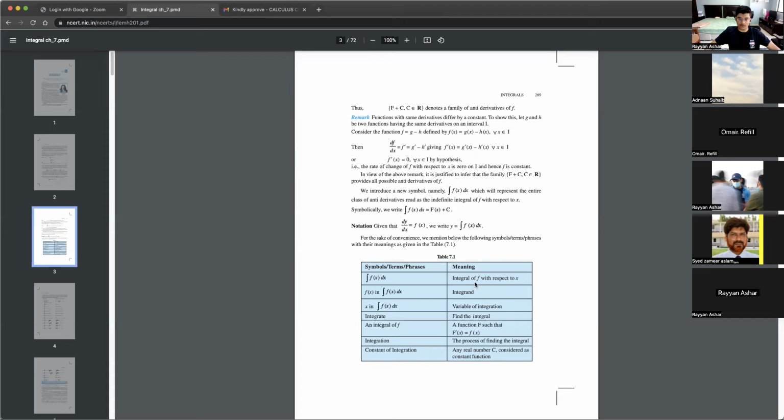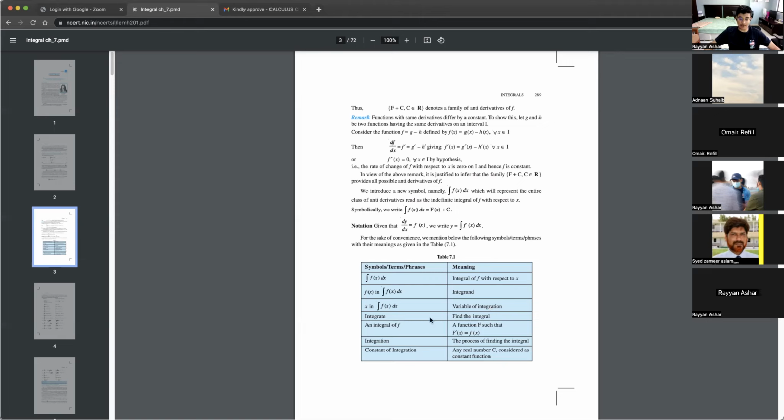So the integral of f with respect to x will be denoted by this symbol. This is the integral symbol, and this is the function f, and it's with respect to dx, so x. Similarly, f(x), the function that is being integrated, is called the integrand, which is inside the integral. And x is the variable of integration because this is the variable that varies and has different values. The different values of this variable is what we are trying to integrate.